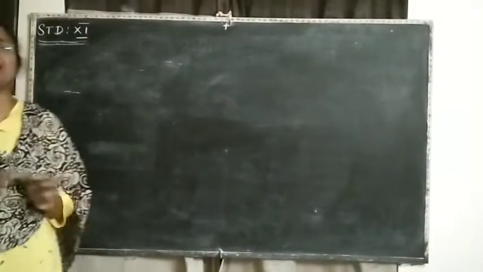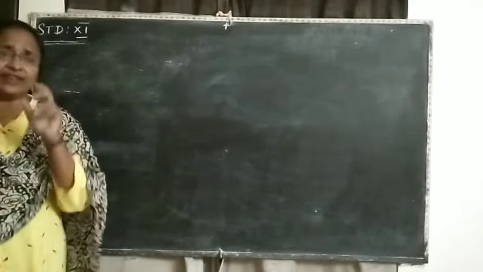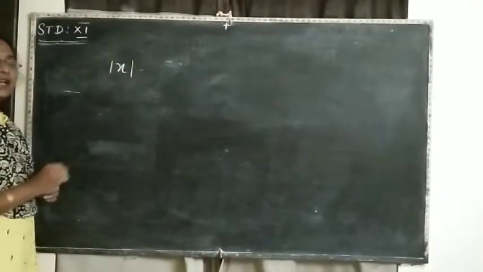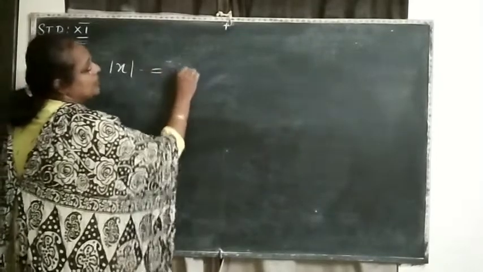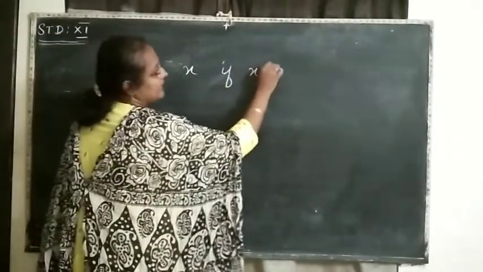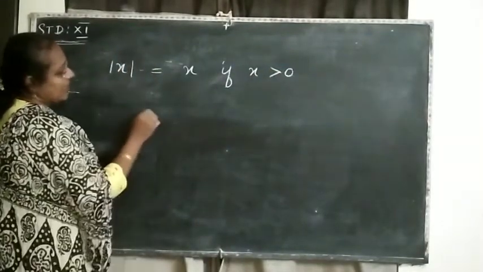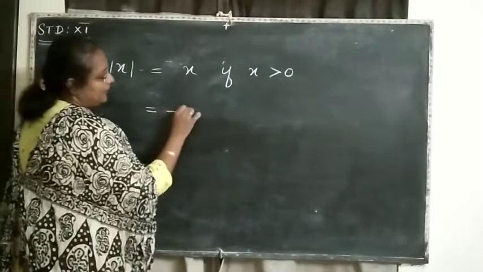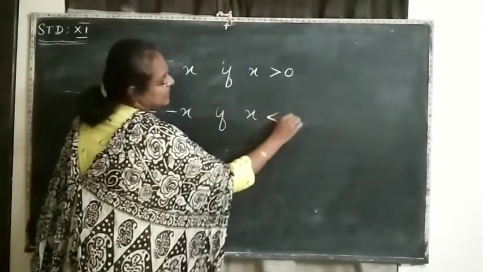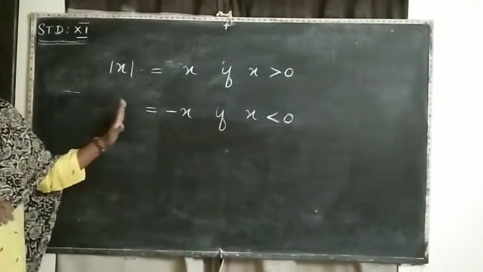Okay students, so we have learned what is the definition of absolute value. We are going to discuss a very main thing, that is modulus of x is equal to positive x if x takes a value greater than 0. Now modulus of x takes the value minus x if x takes the value less than 0. Did you understand? This is a very important concept.